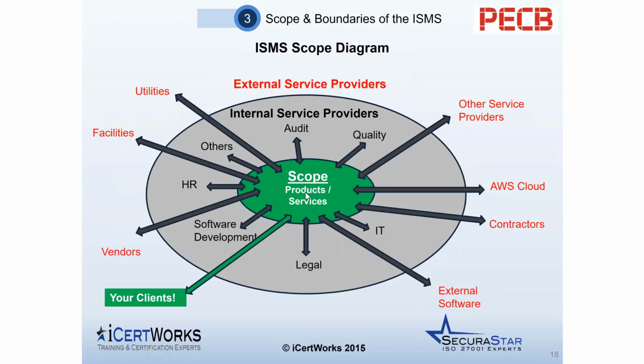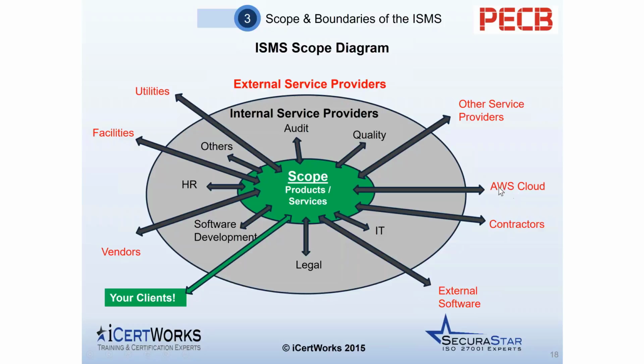You'll see here that in the middle we typically scope products and services, but not always, and then this is related to our clients out here. And then touching these products and services, or the information in these products and services, can be all kinds of different internal service providers here, okay? The audit department, the quality department, IT, legal might be internal, software development, HR, and then you can see that external service providers can also be all over the board, and these can be flip-flopped around depending on the organization.